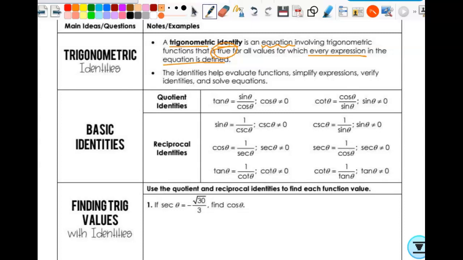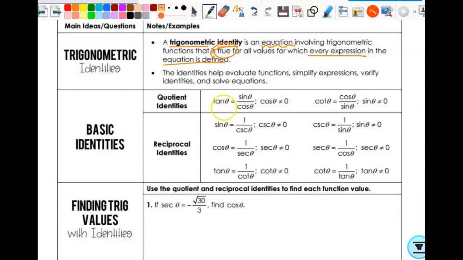So it says they help us evaluate functions, simplify expressions, verify identities, and solve equations. So there's that laundry list of stuff on your reference sheet. You're not expected to memorize those, but honestly, some of them you already know, and some more of them you will just know because you use them so often.